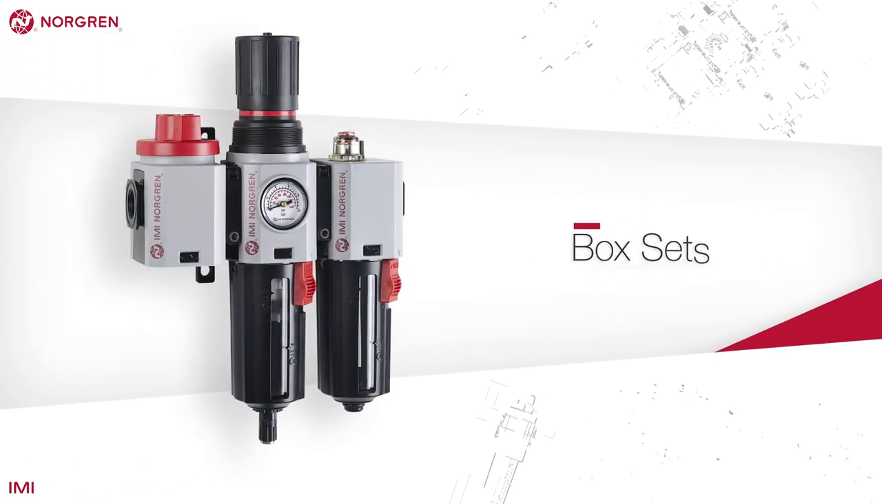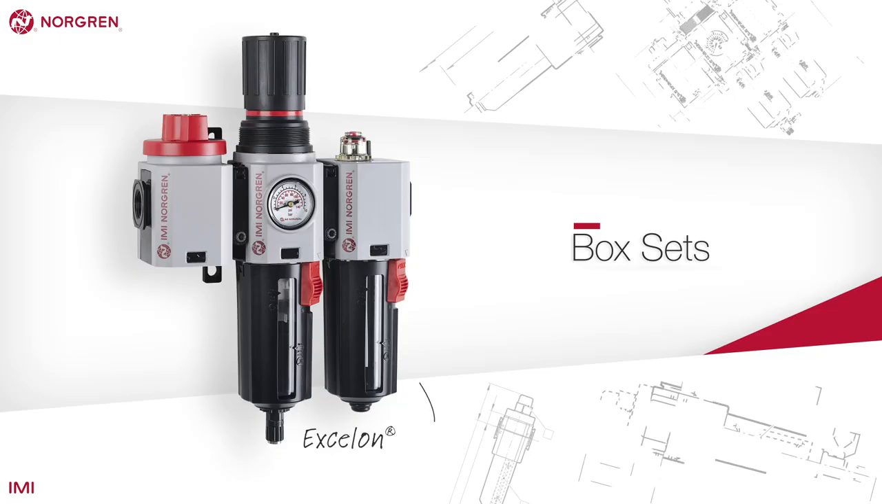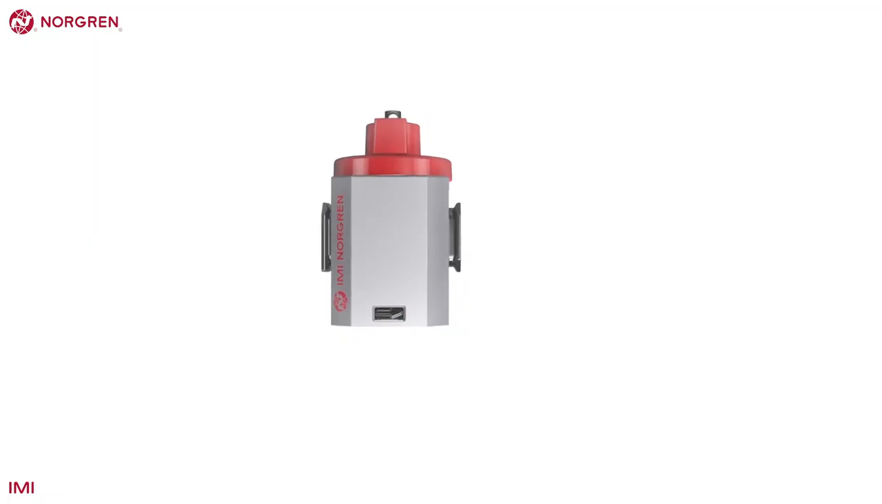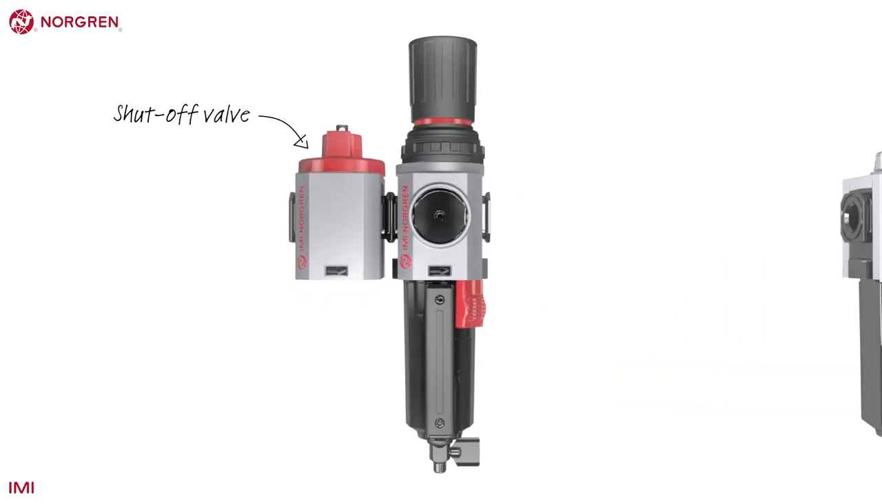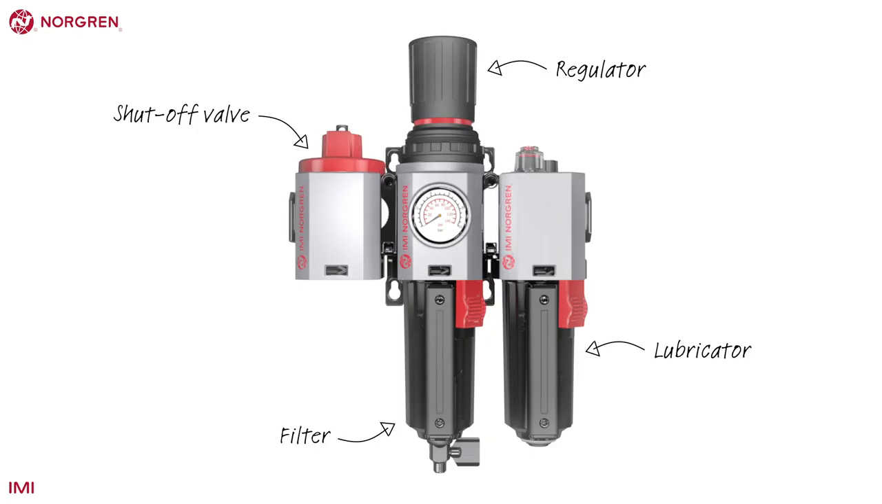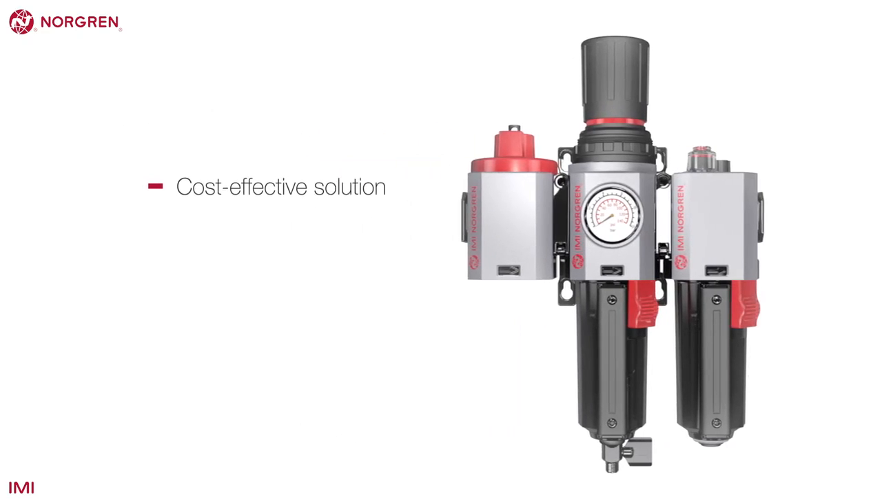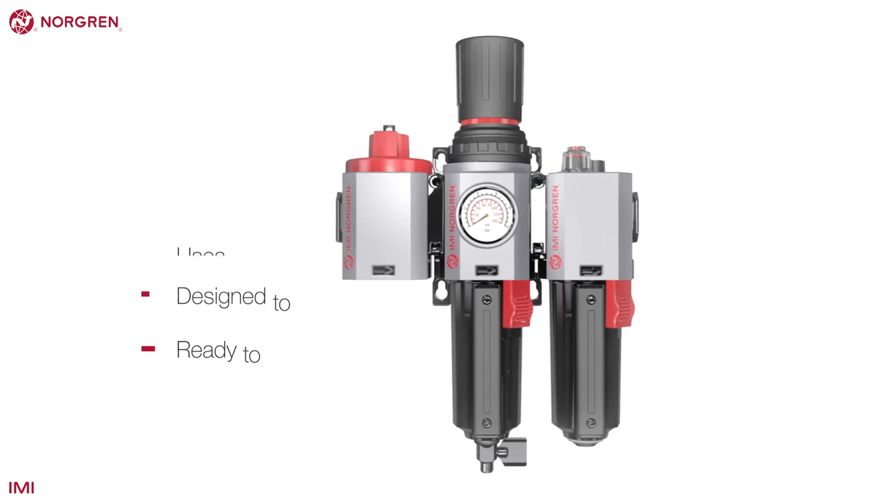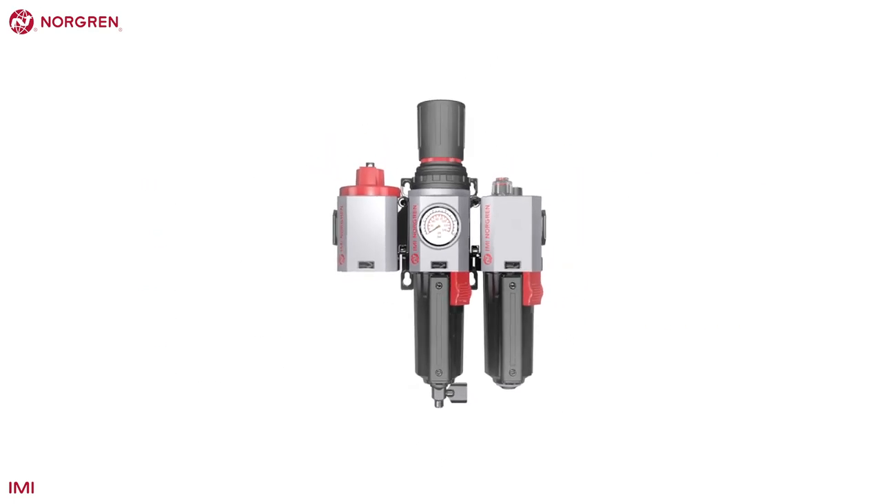Sometimes it can be easier to order the complete solution in one box. Norgren offer box sets that include a shut-off valve, filter regulator, lubricator, gauge, and mounting brackets, all fully assembled. This approach means a more cost-effective solution with one part number. It's all designed to work together and ready to install. That's the theory. Now let's take a look at the Norgren product range for air preparation.